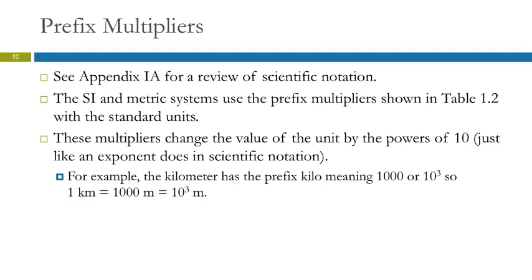So the multipliers in the metric system change the size by powers of 10, like the exponent in scientific notation. So as an example, this unit, kilometer. Meter is the base unit, kilo is a prefix. The prefix kilo means 1,000 or 10 to the 3. So when I put kilo in front of meter, I multiply the size of the meter by that factor. So 1 kilometer is equal to 1,000 meters or 10 to the 3rd meters. Okay?